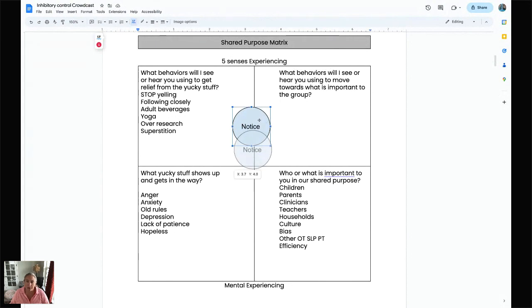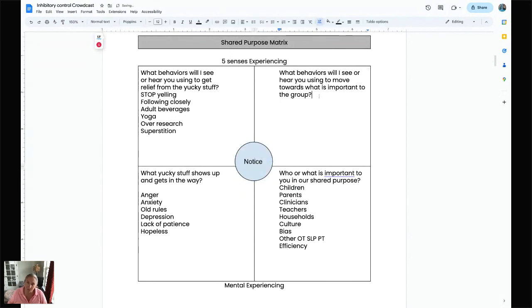I'm going to move on over to what behaviors will I see or hear you using to move towards what's important to you, right? And what's really important to us is developing that pause button, right? Supporting our children, supporting our family unit as functioning together. You know, that culture that we have, other people that support our child. And I think collaborating is one of the things I think about first. Collaborating with others, anybody having success.